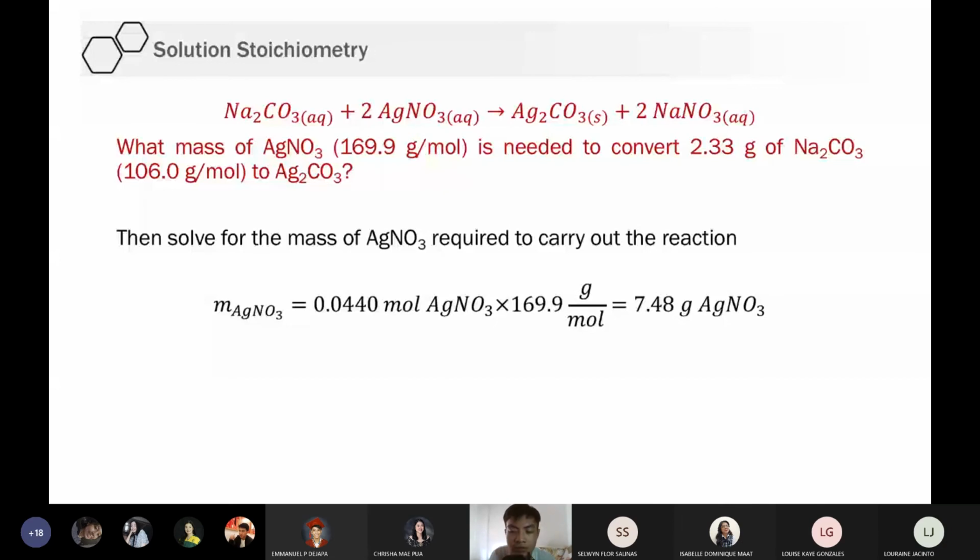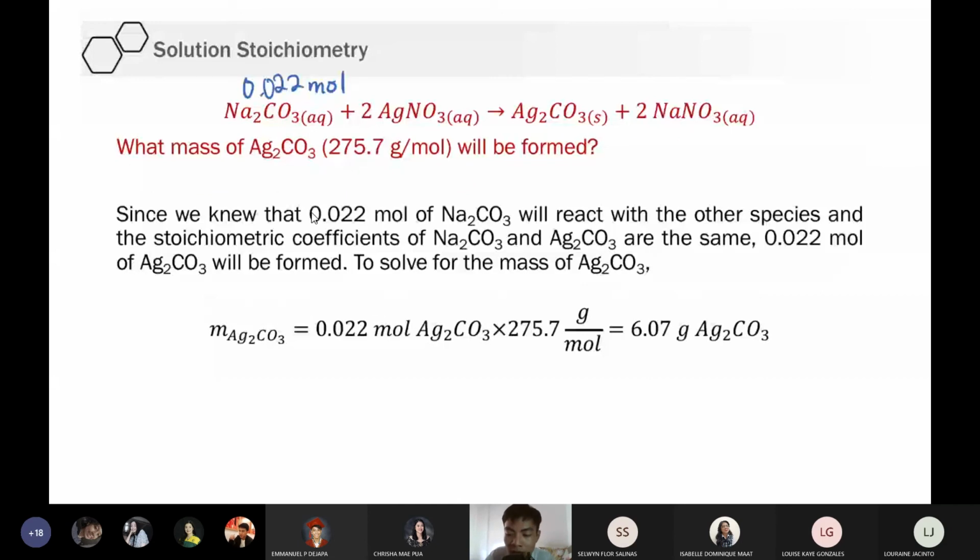0.022 mole na ng sodium carbonate ang kailangan to carry out the reaction, and 0.044 mole na ng silver nitrate ang kailangan to carry out the reaction. Okay? Kung mapapansin nyo, nagmamatter talaga yung coefficient. Since ito may coefficient na 2, so that means times 2 mo yung amount of substance. Okay? How about silver carbonate?